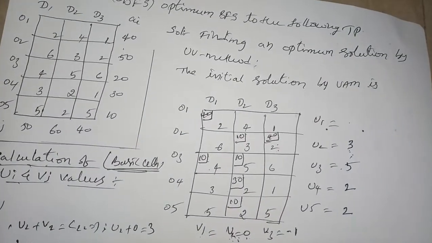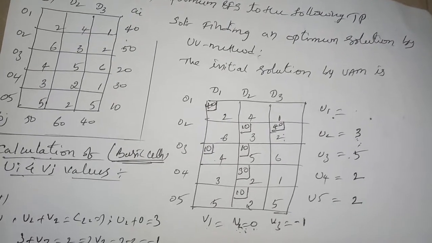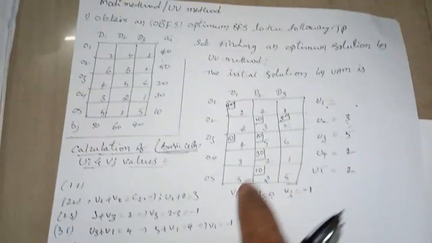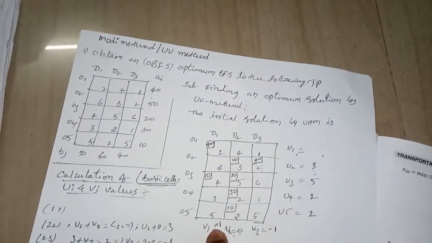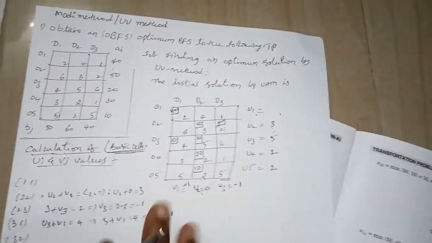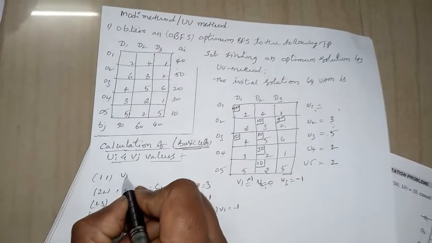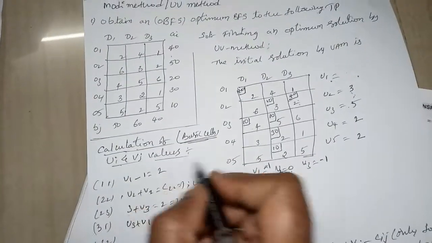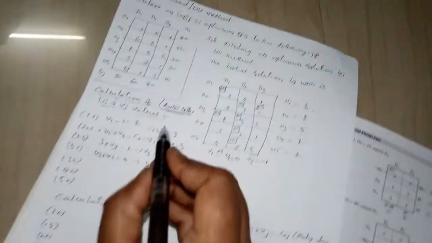Now U3 is 5, and cost is 4, so 5 plus V1 equals 4. Take this plus 5 to that side, that implies V1 equals minus 1. Now you know V1. U1 plus V1, that is U1 minus 1 equals 2. Take this minus 1 to that side, it becomes U1 equals plus 3. So this is the way to find out Ui and Vj values only for basic cells.